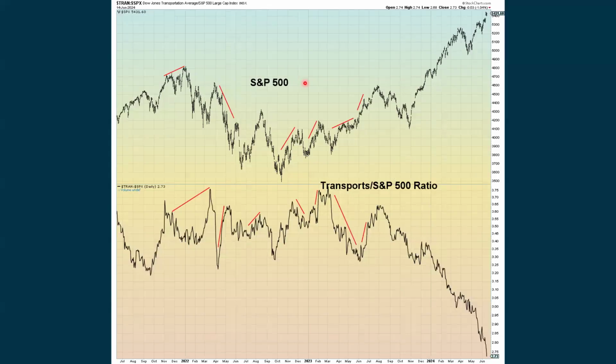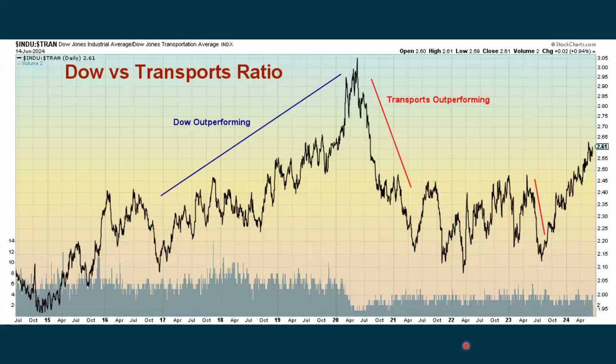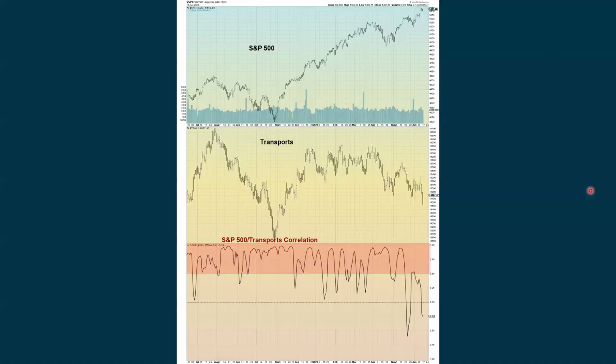We look at a ratio between the transports and S&P. When this is going down, that means the transports are underperforming, and that is what continues to happen. And we've been seeing that now for quite a while. We look at another ratio between the Dow and the transports. When this is going up, that means the Dow is outperforming, and that's what's happening right now. We look at the relationship between the S&P on top and the transports. They're not having a strong relationship right now. They're having a slight tendency to even go in opposite directions. We want the transports to turn and go up for this market to be more positive.